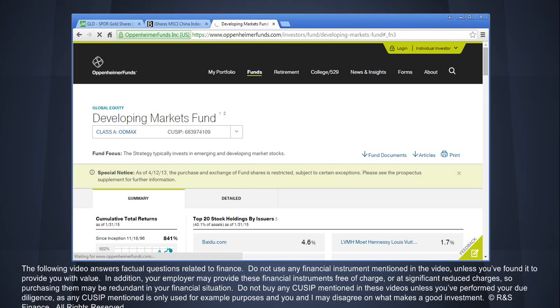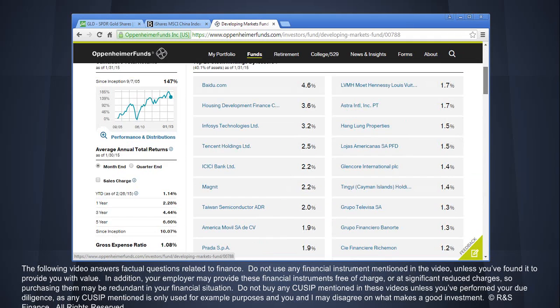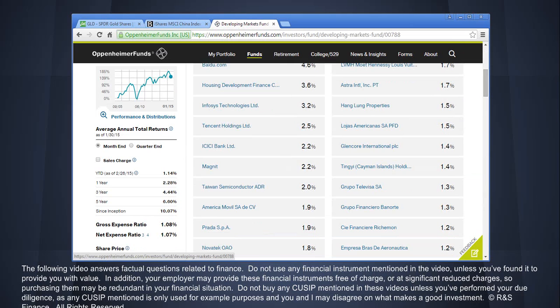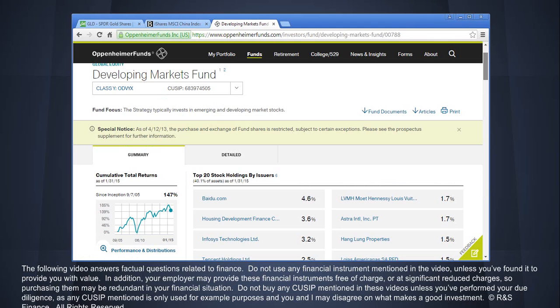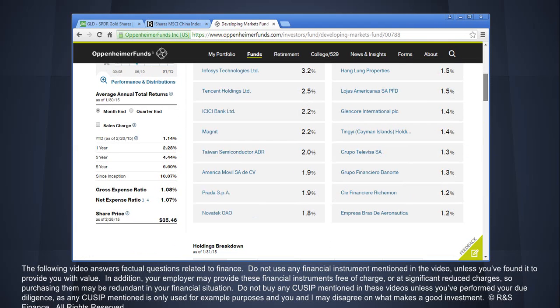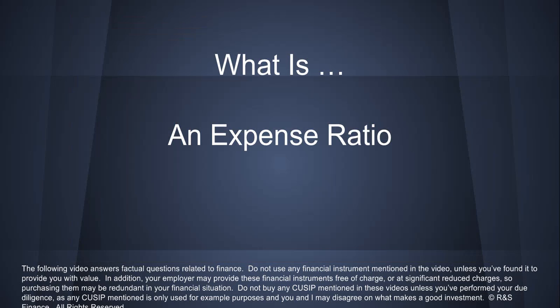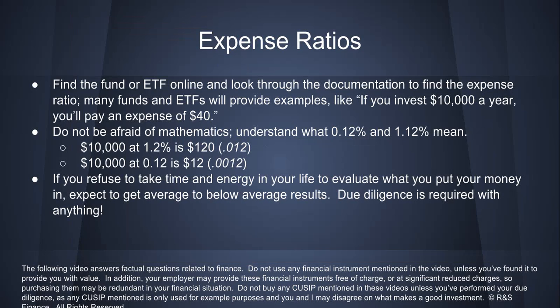That's interesting. Anyway, but it's different, right? It's completely different depending on what you look at. As you can see, the gross and net expense ratio, for instance, of the Class Y shares are different than the Class A shares. And the other thing too is your employer may tell you, hey, just to let you know, we reimburse your expense ratios.